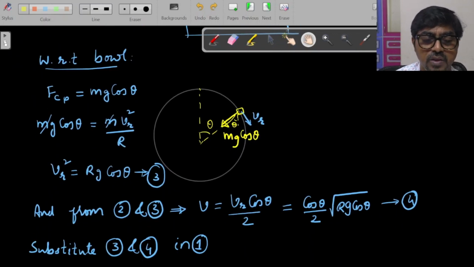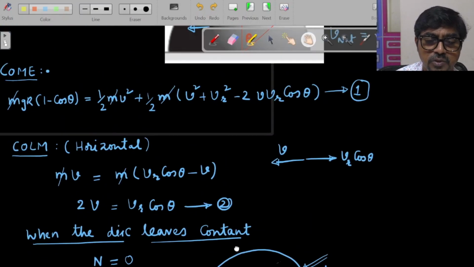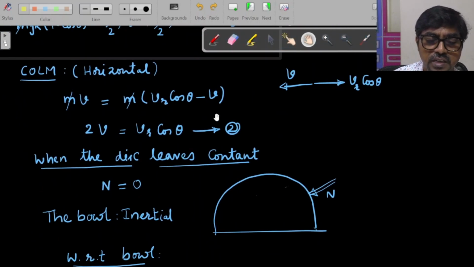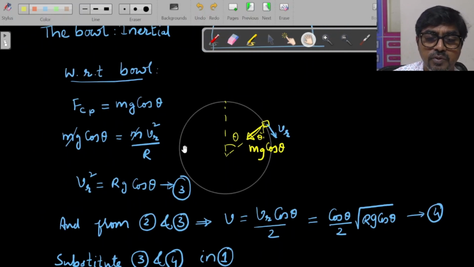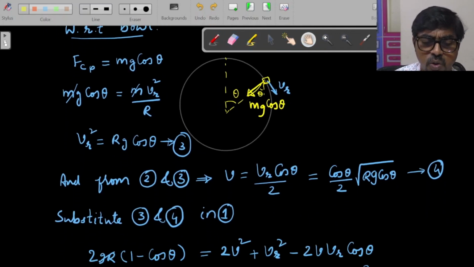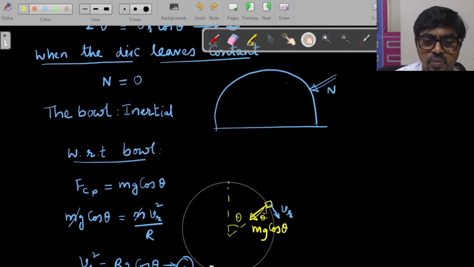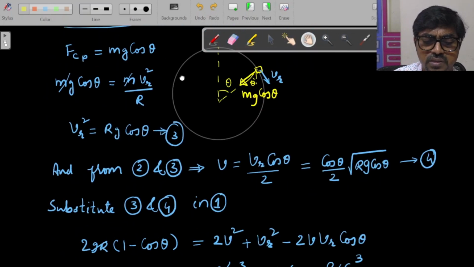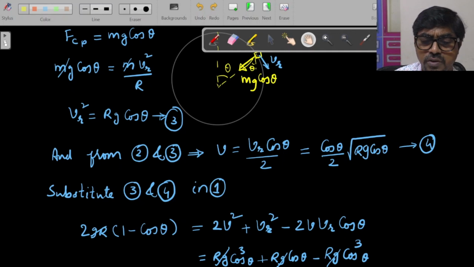So, now we have 3 equations. You go back up. First equation comes from conservation of mechanical energy, second equation comes from conservation of linear momentum horizontally, third equation comes from the idea that it is losing contact at that moment, normal reaction 0, and so centripetal acceleration with respect to the ball is provided only by gravity. Now it is about solving them. First take the second and third equations, and with a little bit of solving, you will get the V and V_R relation. Already V_R we got from the third equation, you can substitute there.